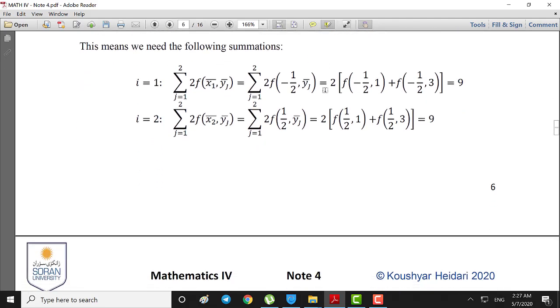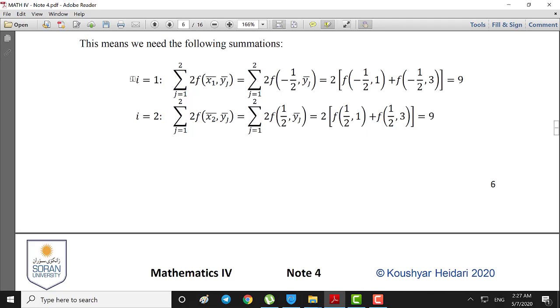And these calculations are done here. For i equal to 1, we've calculated the inner sigma, which was sigma j from 1 to 2 of f of x1 bar, yj bar. And x1 bar was minus 1 over 2. So this is sigma j from 1 to 2 of f of minus 1 over 2, yj bar.